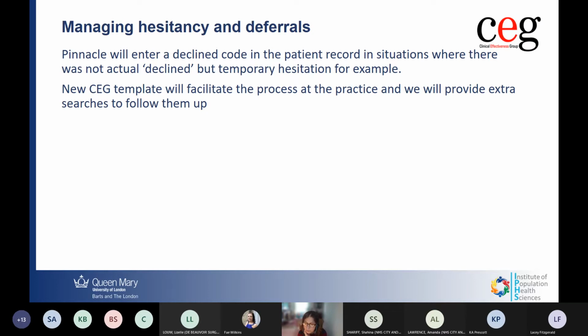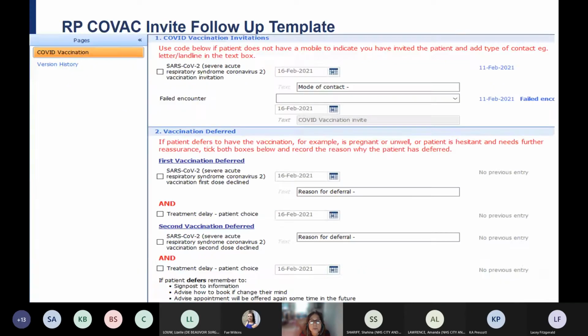What we've produced is a new CG template, because we're mindful of the fact that you may well be sending letters to patients, but also phoning patients up using landlines. If I just show you the template, you should already have it in your system, and it's called COVAC Invite Follow-up Template.